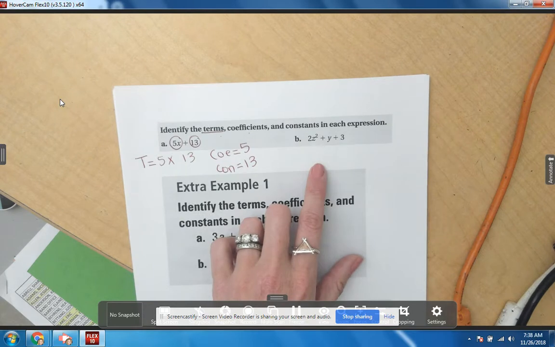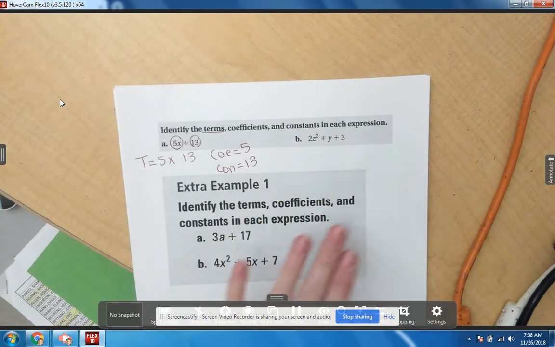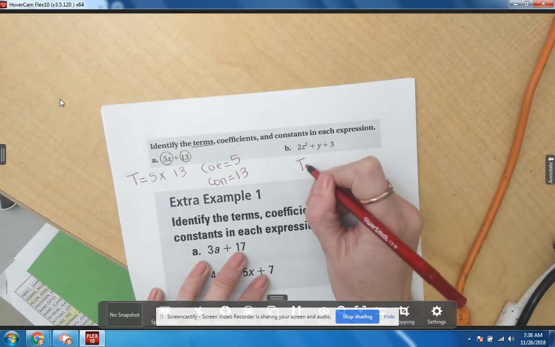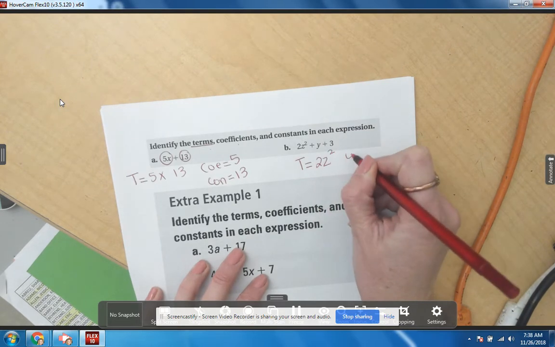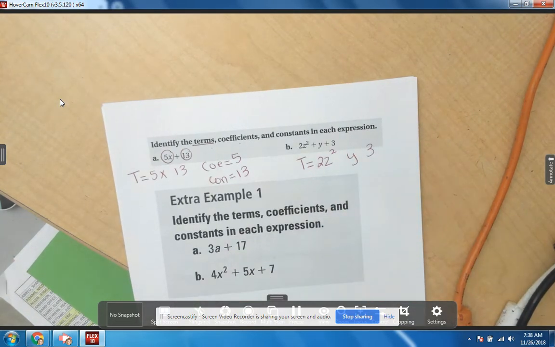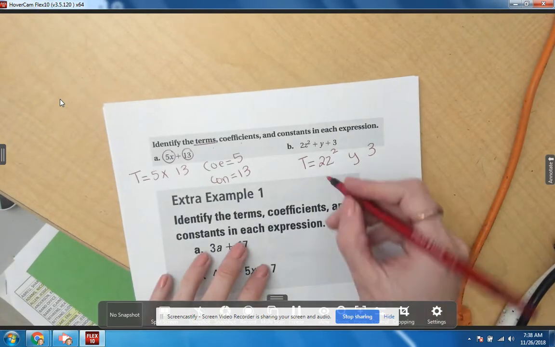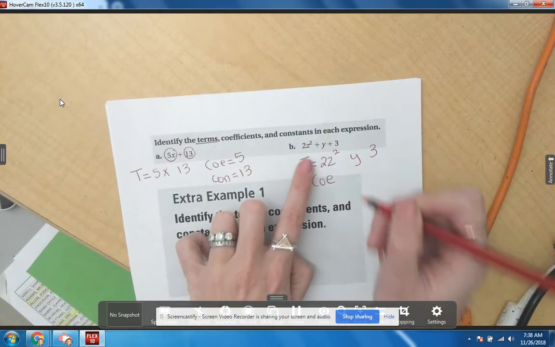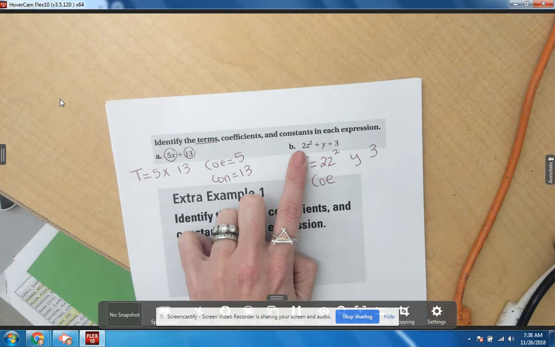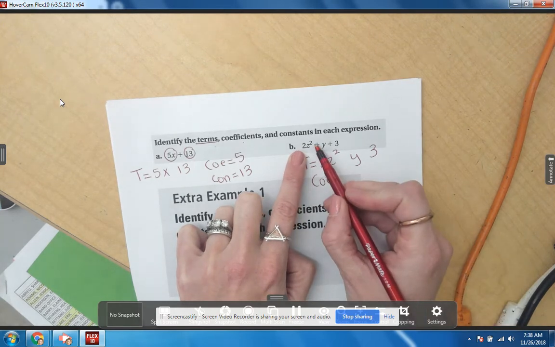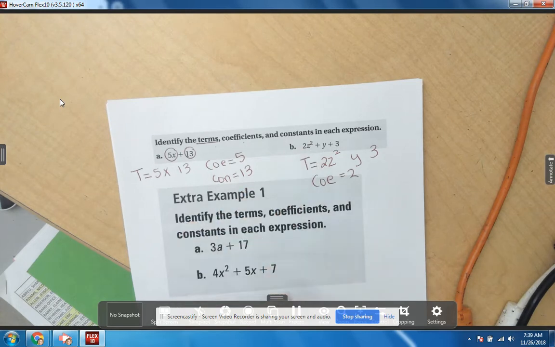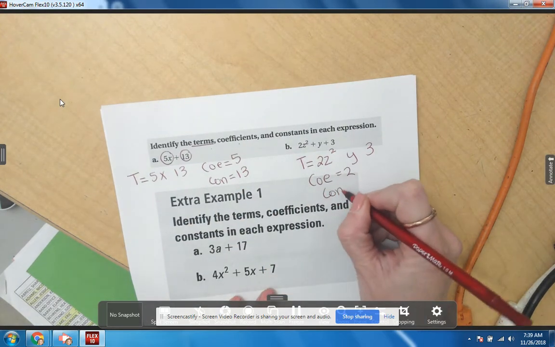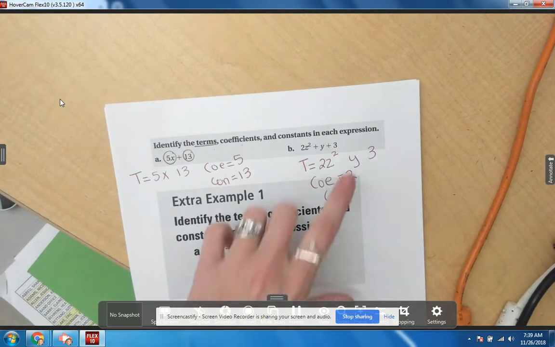Okay, I'm going to try another one. You do not have to do it, just watch. So terms are everything but pluses and minuses. So 2z squared, y, and 3. Everything in the problem that's not a plus or a minus. Coefficient, here's the variable. The number stuck to the front of it. So the exponent has literally nothing to do with this. So the coefficient is 2 because that's the number in front of the letter. And the constant is the number all by itself, which is 3.